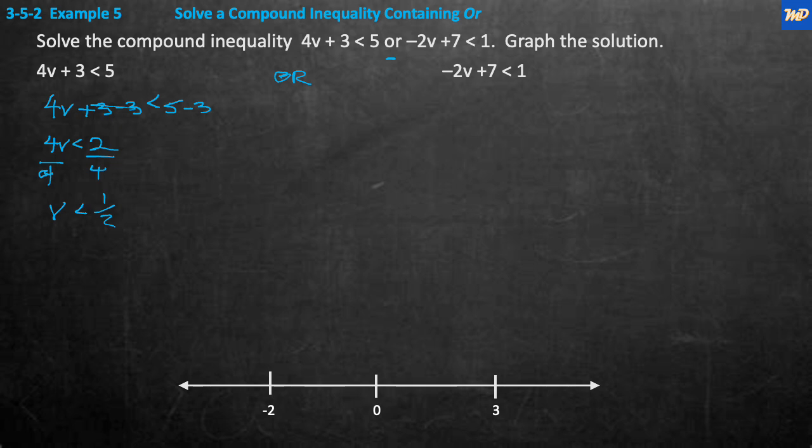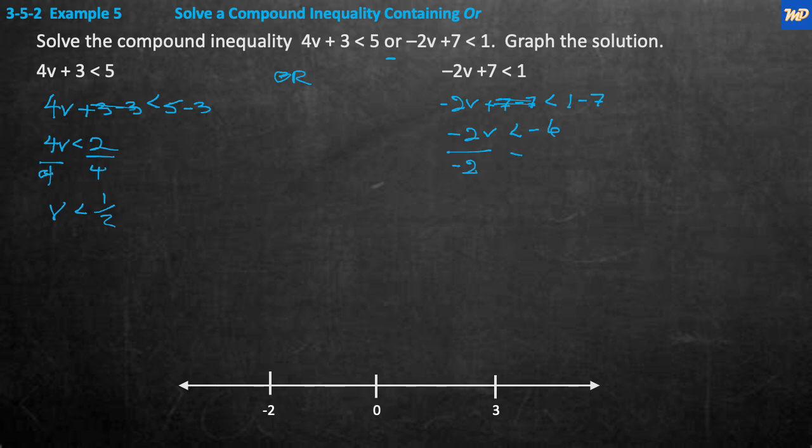Then, or, we're going to go to the other side. We have negative 2v plus 7 is less than 1. We have to get the negative 2v by itself. So we're going to say negative 2v plus 7 minus 7 is less than 1 minus 7. Now we can simplify this. The 7's will disappear. So we get negative 2v is less than 1 minus 7, which is negative 6. So we have negatives here. We're going to divide by negative 2.